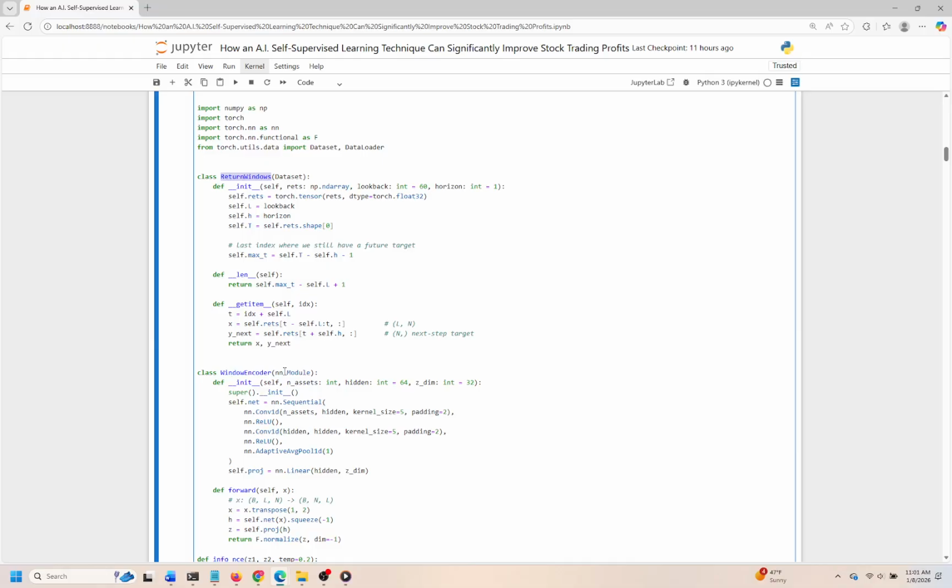The actual training loop shows how we utilize this setup. Each iteration involves augmenting the input data with noise and a dropout mechanism, which adds variability to our training process. This method not only simulates real-world uncertainties, but also enhances the model's robustness. We then compute the contrastive loss and optimize the encoder accordingly.